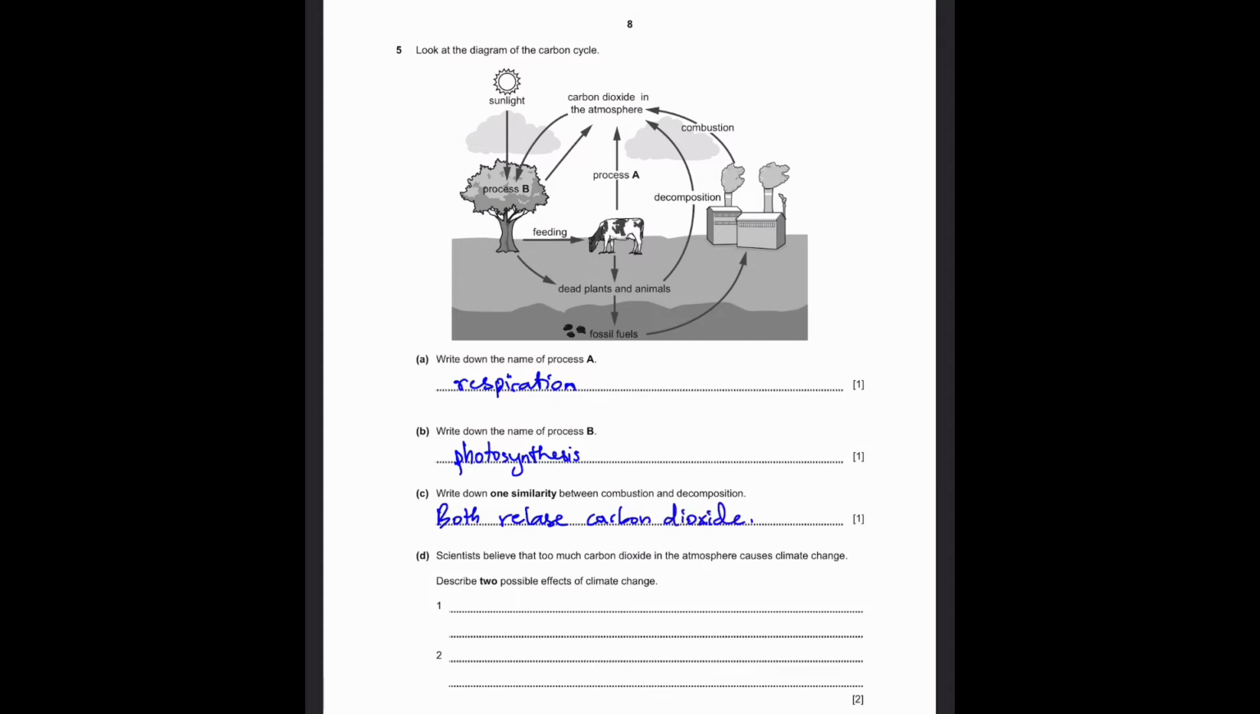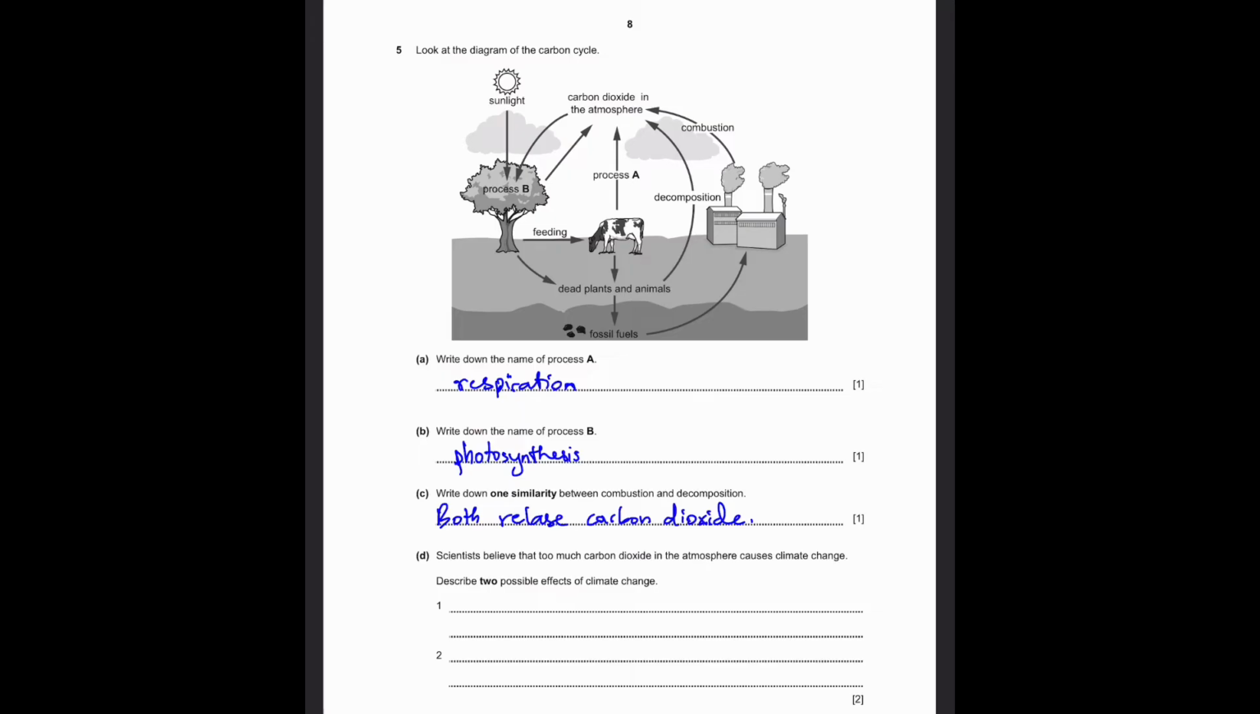That's a similarity. Let's go to part D. Scientists believe that too much carbon dioxide in the atmosphere causes climate change. Describe 2 possible effects of climate change. Remember, these are effects and they are not causes. And therefore, we need to write what happens due to climate change. In this case, the cause is climate change, and we need to write the effect.